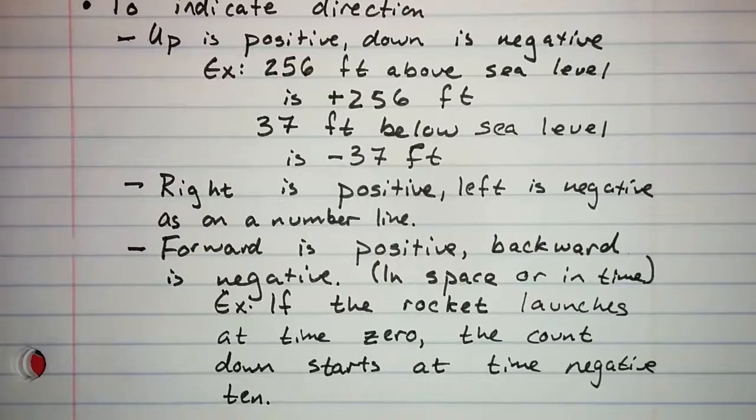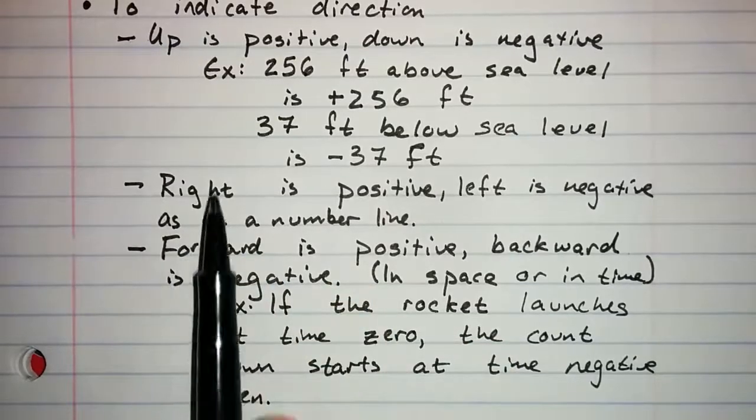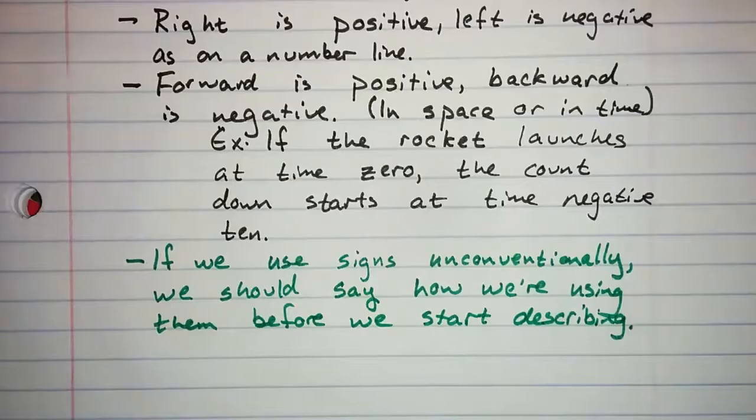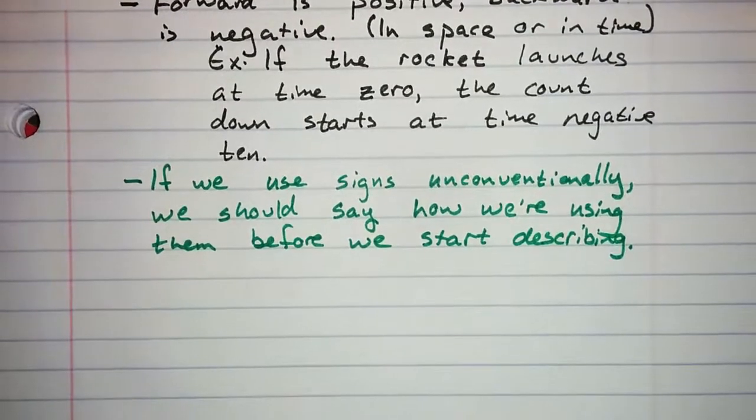One direction is positive, the other direction is negative. These are the typical directions to be positive, but sometimes it makes the arithmetic easier to pick the other way around or some other directions. If it's not obvious from the context how we're using signs, or if we're using them in a strange way, like making the positive direction be downward, then we should say how we're using signs before we start describing things. Okay, so that's one way that we can use signed numbers.